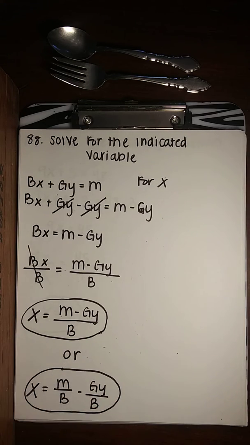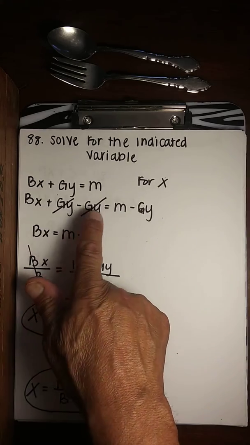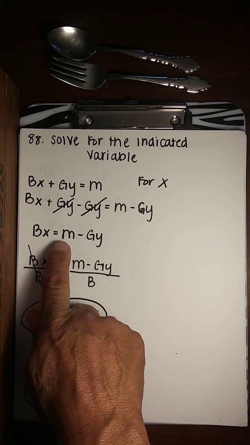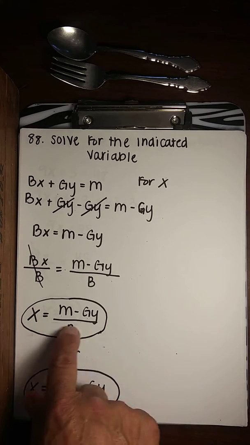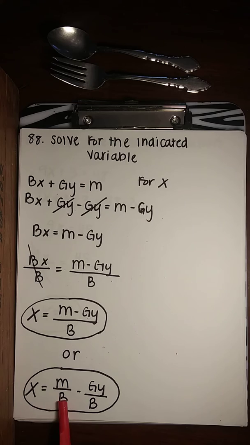bx plus gy equals m. Solve for x. Minus gy. So bx equals m minus gy, divide by b. So now we have this one, or we can either write it as two fractions, m over b minus gy over b. Done.